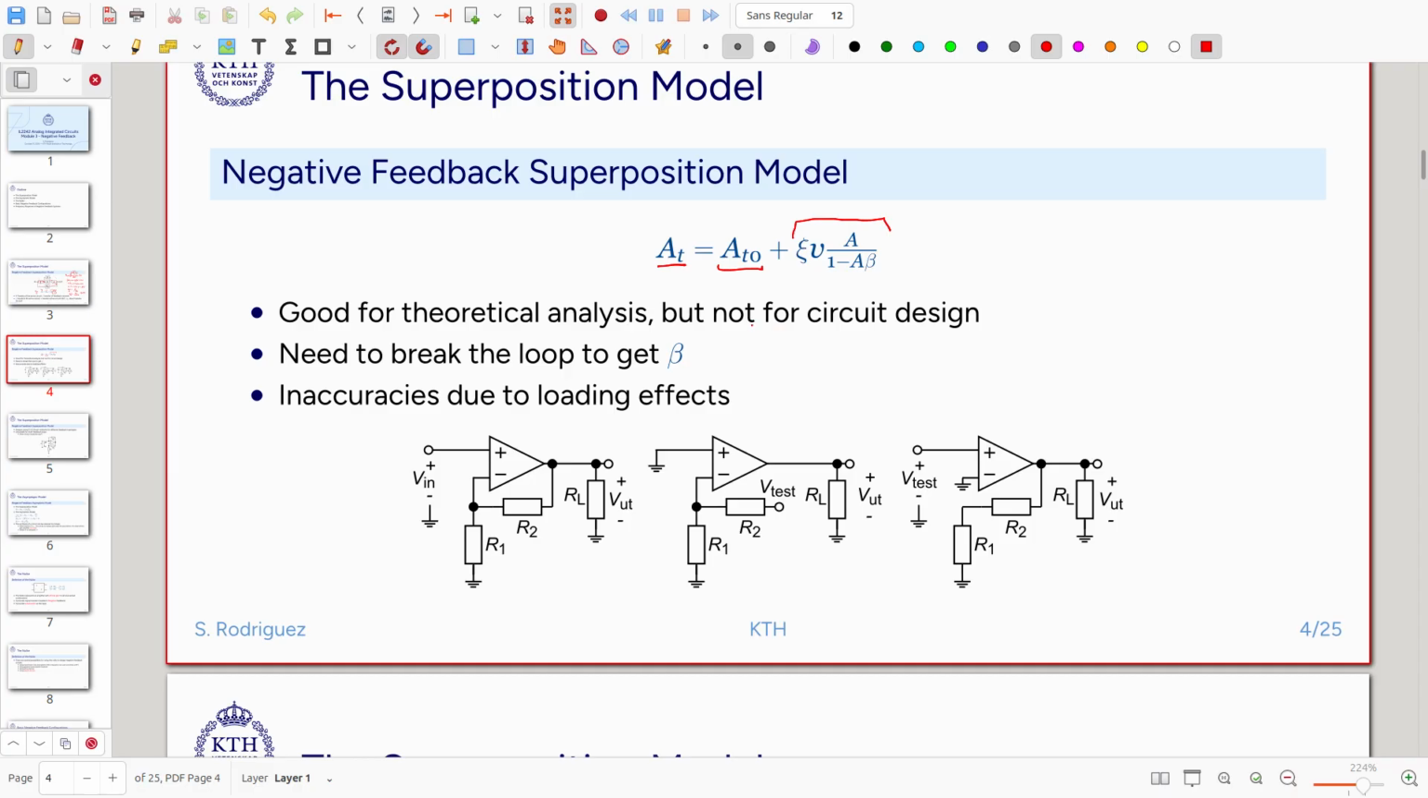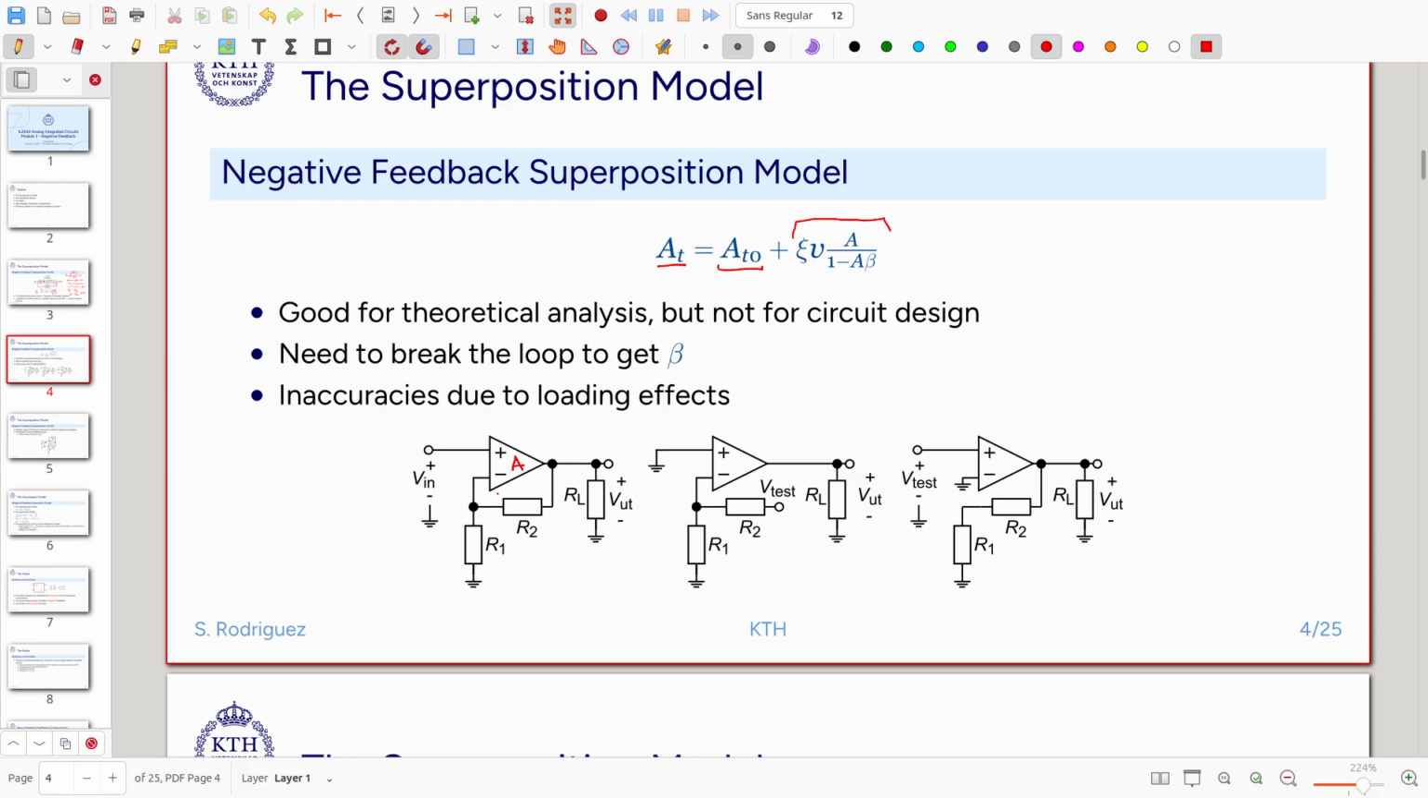But it doesn't bring much insight for analog circuit design. And the reason for that is that when we do analysis using this equation, we have the following problems. Let's take, for instance, this example. We have a non-inverting amplifier that is built with an op-amp. This op-amp will have some amplification A, and then the feedback will be implemented using resistors.